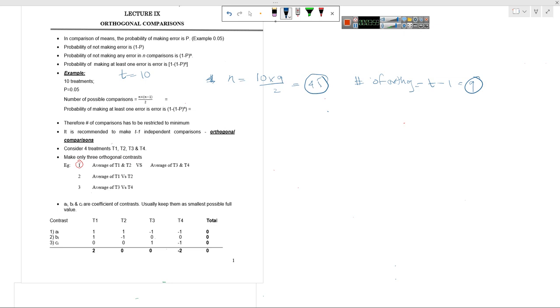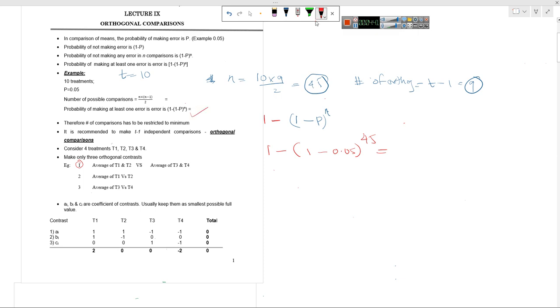Now they are asking for the probability of making at least one error. If the probability of making error is p, the probability of not making error is 1 minus p. This is the probability of not making error in one comparison. But if we have n comparisons, it will be (1 minus p) power n, the probability of not making error in n comparisons. To find the probability of making at least one error, you have to subtract this value from 1. So 1 minus (1 minus 0.05) power 45 will give you the answer for this part.